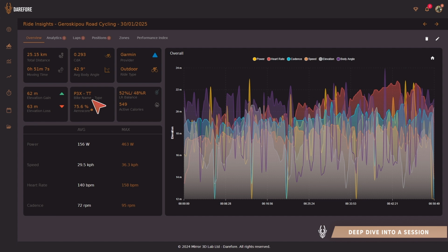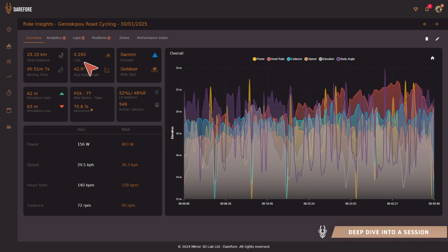The session overview provides a concise summary. We see a total distance of 25.15 kilometers covered in 51 minutes and 7 seconds. The elevation gain was 62 meters and the elevation loss was 63 meters, indicating a ride with some rolling hills.